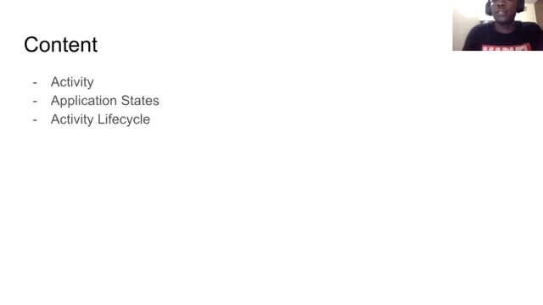In today's session, we'll be looking at three major things. One, we'll talk briefly about an activity. Then we'll talk about the different states of an application. And finally, we'll talk a little bit about the activity lifecycle. We will look at the different activity lifecycle methods and try to explain them and see how we can make the most of our Android application.